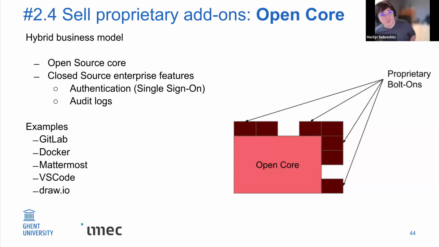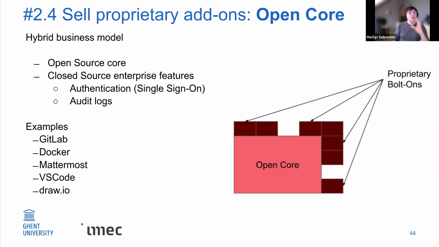A very common one, for example, is authentication. A lot of open source software that is being sold, for example, GitLab, the open source version of GitLab, it has its own authentication system and doesn't integrate with single sign-on. However, if you wanted to integrate with your enterprise's single sign-on service, for example the Microsoft single sign-on, then you can pay for the commercial version of GitLab, and that has a proprietary add-on that can integrate with single sign-on.